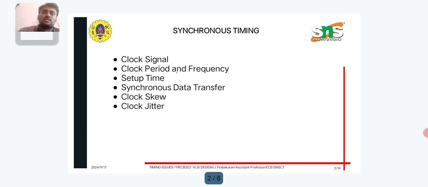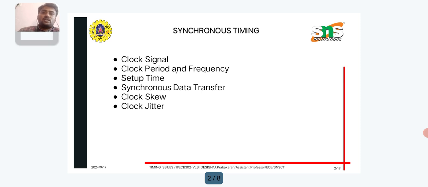And another one is clock period and frequency. Clock period, the time between two consecutive rising edges of clock signal. Clock frequency, the inverse of the clock period. It dictates how fast the circuit operates.